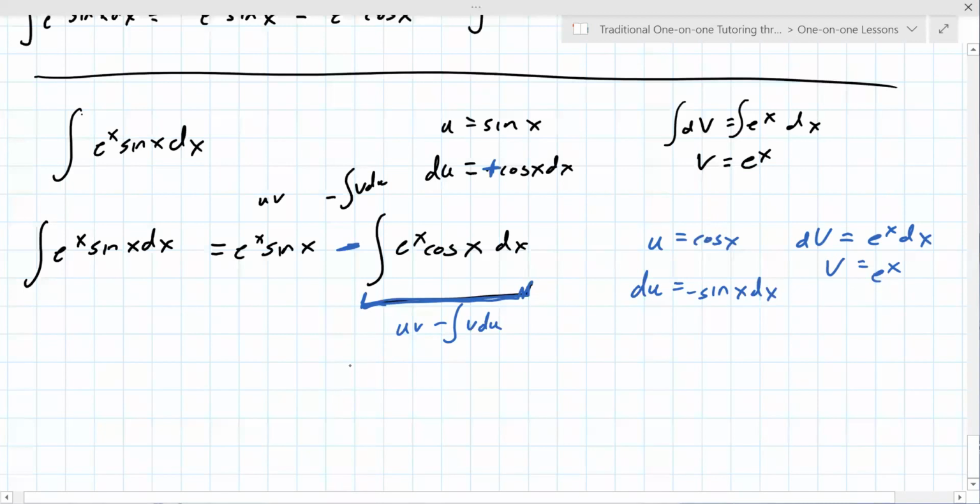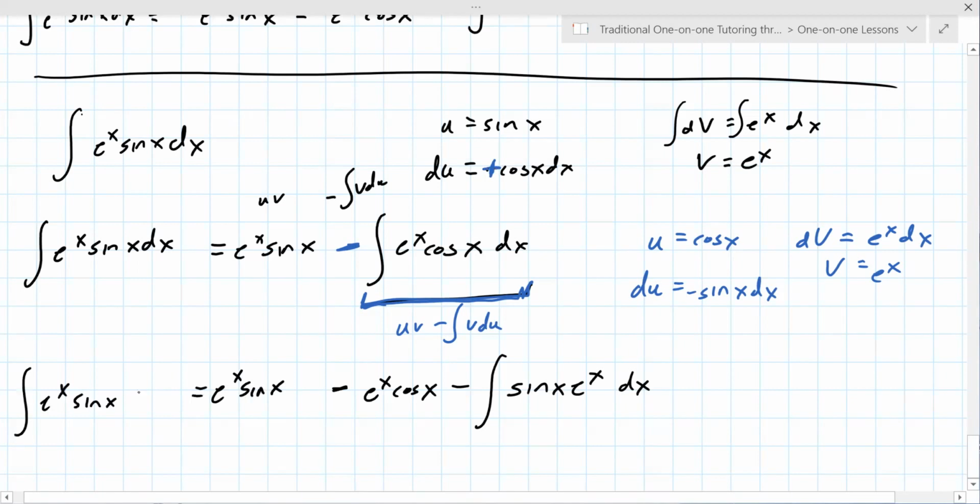So it's minus uv. That minus is that minus. UV is cosine x e to the x. So e to the x cosine x. This minus goes with this minus. Minus a minus makes a plus. So it's plus integral v du. But see how there's a negative there? So we change this to minus sine x e to the x dx. Okay. So you got e to the x sine x equals the integral of e to the x sine x dx.